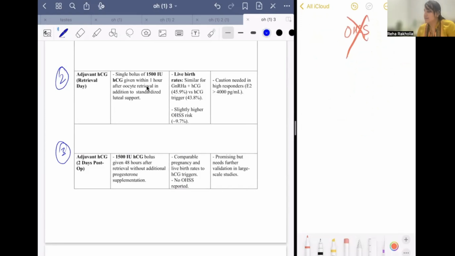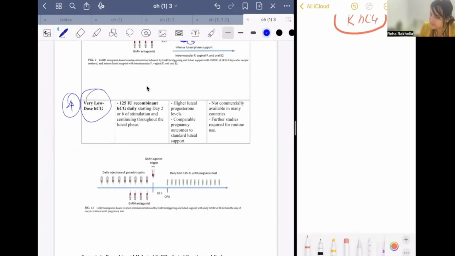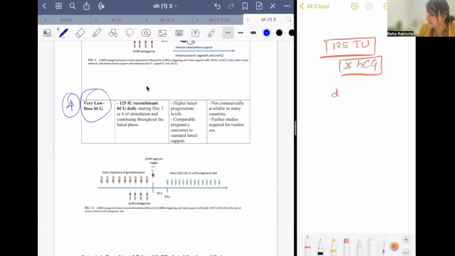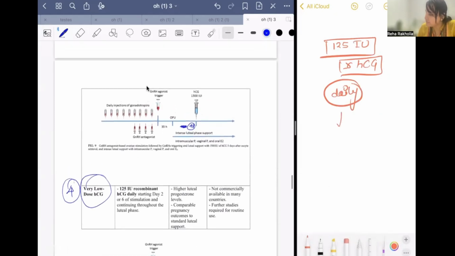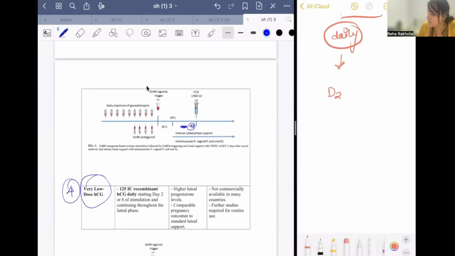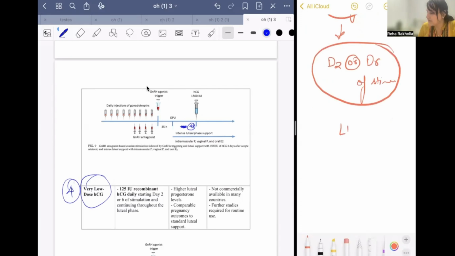Okay, so while this approach is promising, further large-scale studies are required to confirm the effectiveness. Fourth is very low dose HCG. In this method, 125 international units of recombinant HCG is administered daily, starting from day 2 or day 6 of stimulation and continued throughout the luteal phase.